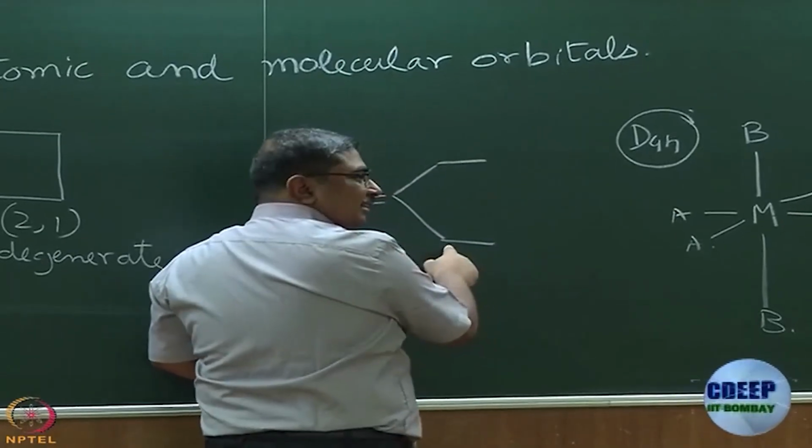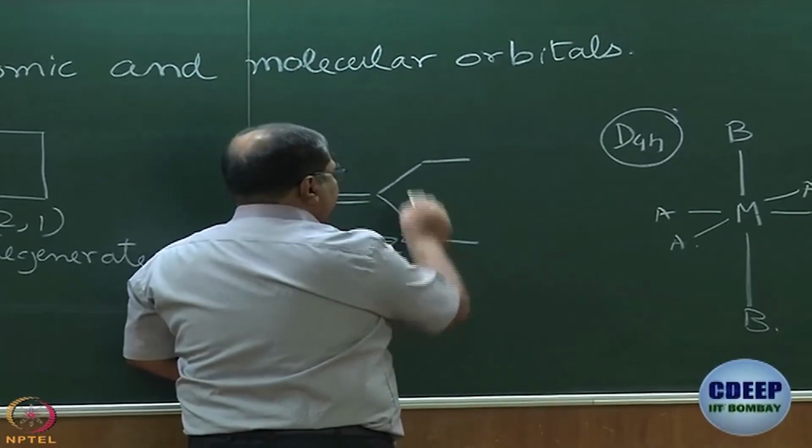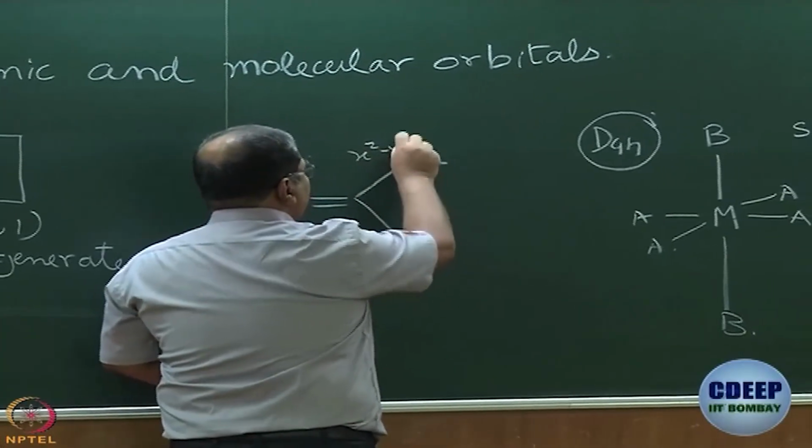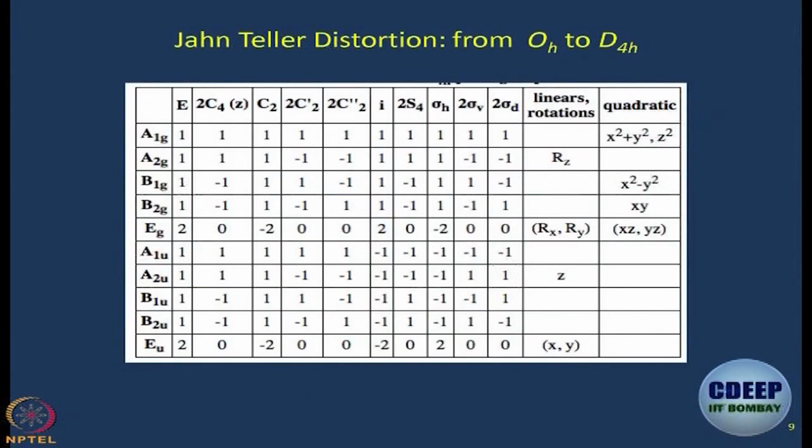Which one is this? Z square or x square minus y square? And this is x square minus y square. What I can do is, now that I know, I can say that the lower one is A1G and the higher one is B1G orbital.